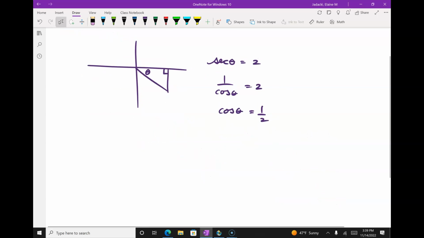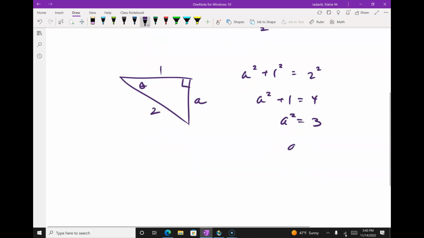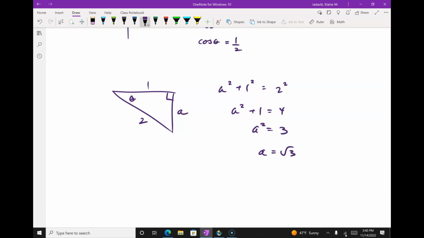So I like to redraw. Once I figure out where my triangle is, I like to redraw it and label. So cosine is adjacent over hypotenuse, so 1 over 2. And I don't know the other side, I'll just call it A. So A squared plus 1 squared is equal to 2 squared. So A squared plus 1 is 4. So A squared is 3. So A must be the square root of 3. Better yet, negative, right? Because it's a y value that's moving down.